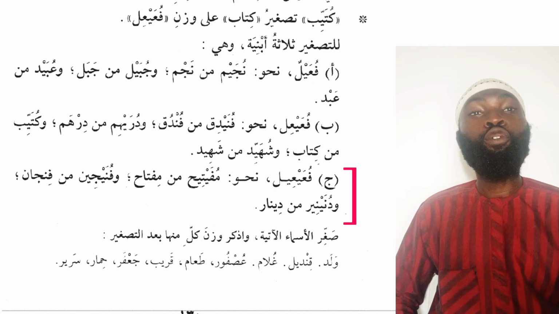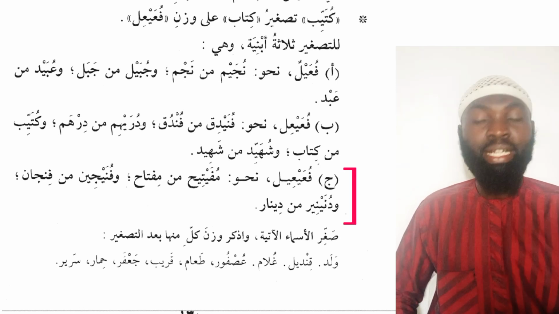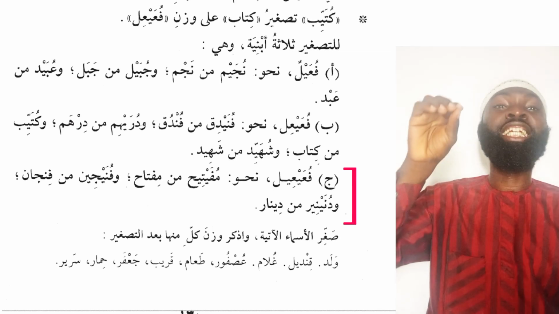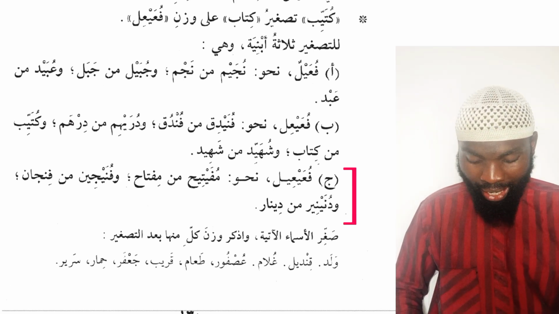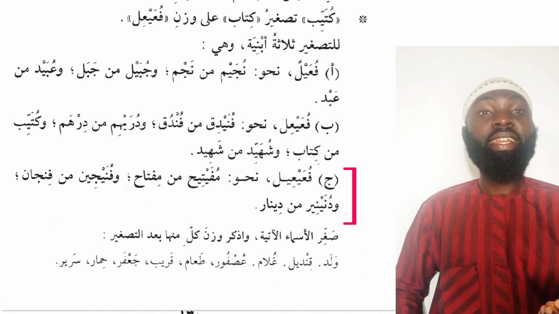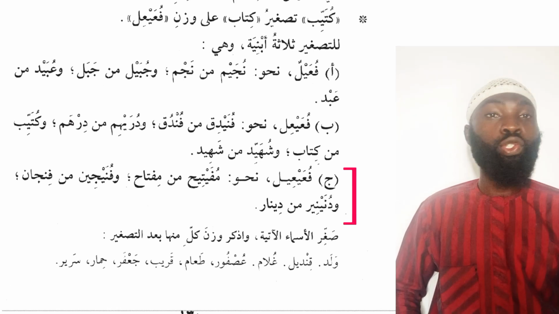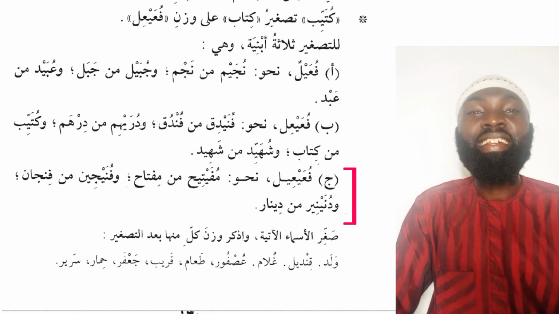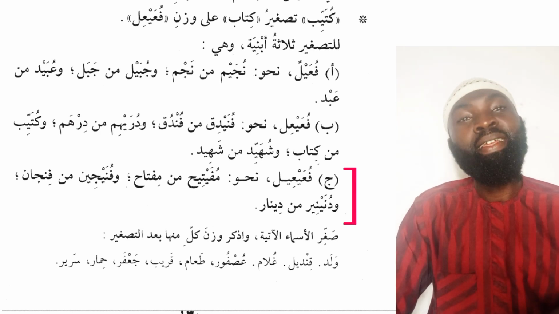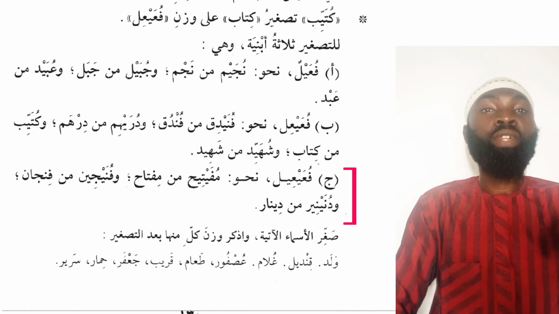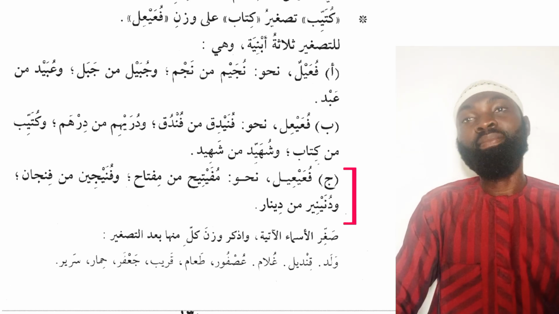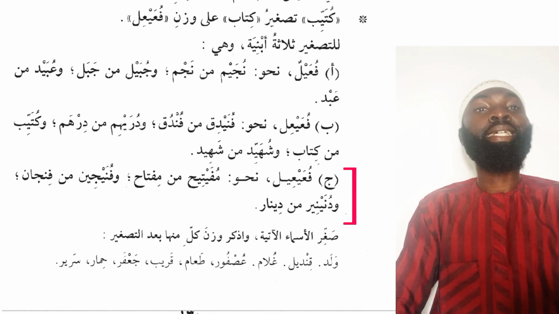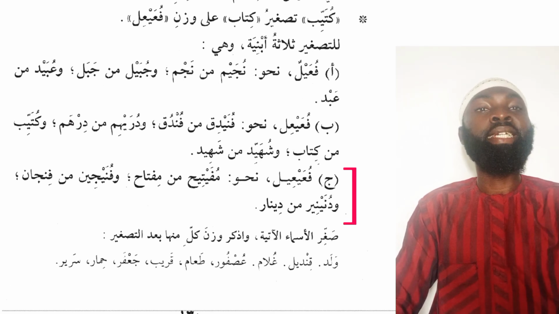We also have funajin. Funajin from finjan. Finjan means a cup. So funajin under the same pattern. Then we have dunaynir, which is from dinar. Dinar is also a currency. Dunaynir is a small currency. So you can see that forming the small pattern of nouns comes under three patterns. The first pattern is fu'ailun, and the second is fu'ailil, and the last is fu'ail.